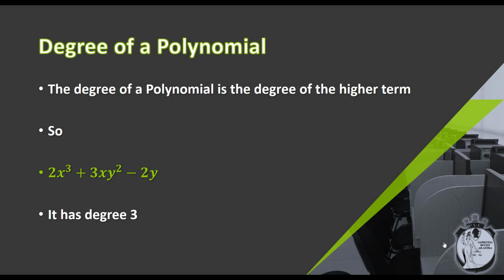The degree of a polynomial. The degree of a polynomial is the degree of the highest term. So for that sample, 2x cubed plus 3x times y squared minus 2y. Okay, so the degree here is 3. Why? Because the degree of the first term is 3. The degree of the second term is also 3: this is 1 here, 1 plus 2 is equal to 3, and here there is a 1. So now you will do that.